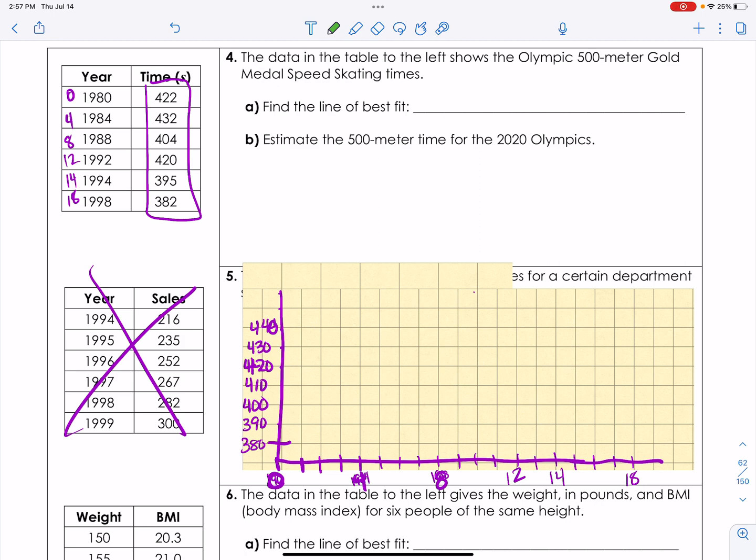Okay, so I made a graph and I'm going to estimate these things. In 1980, it was 422, so about right there. In 1984, it was 432. In 1988, it was 404. In 1992, it was 420, so we're back up here again. In 1994, it was 395. And in 1998, it was 392. So it's not a whole lot, but it kind of is going downhill.